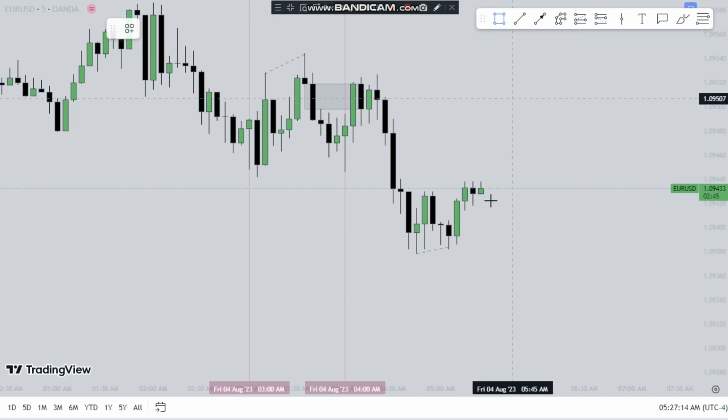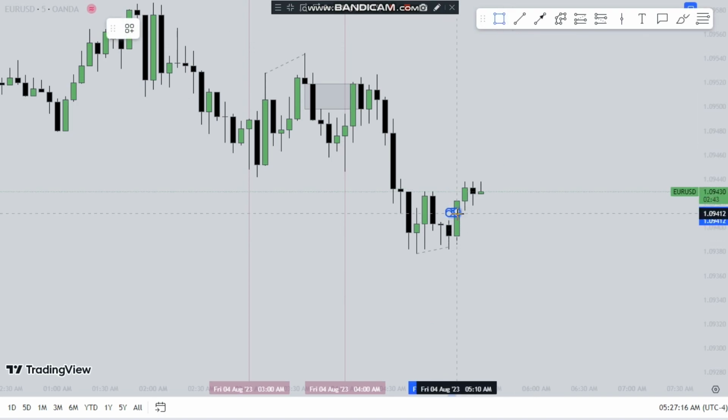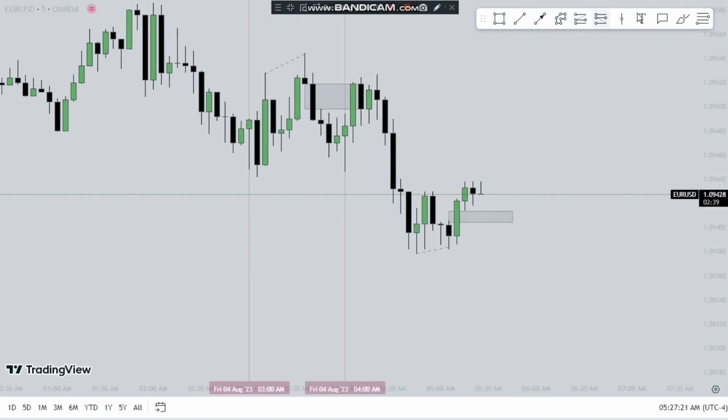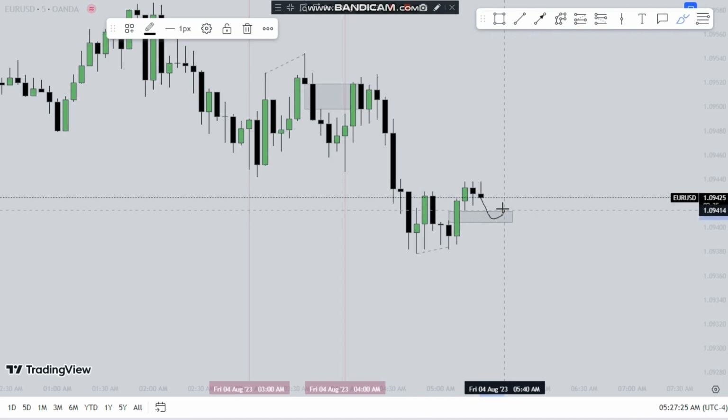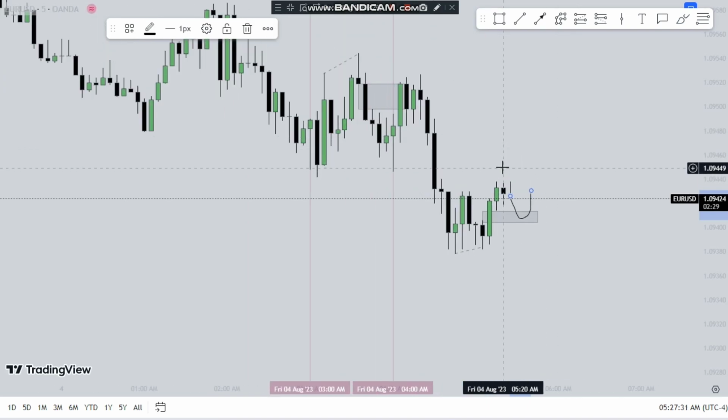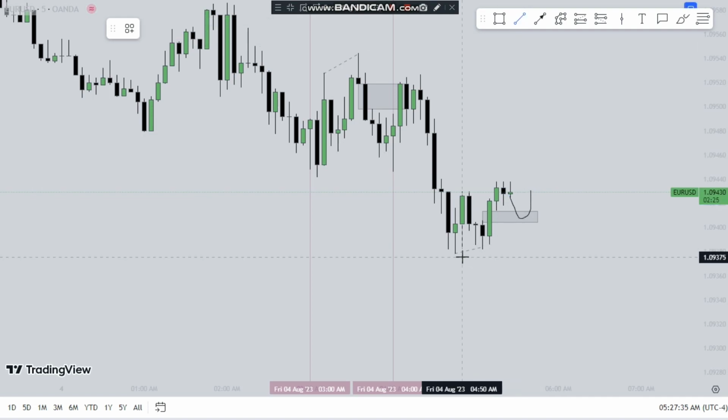Okay, so again there was a clear SMT divergence and the sell side liquidity was taken, and then we had an order block. So I will again long here. If the price comes down here, I will enter into my longs. I am already into my longs from the bottom, but this will be my addition to my longs. Okay, I will put my stop loss around here.